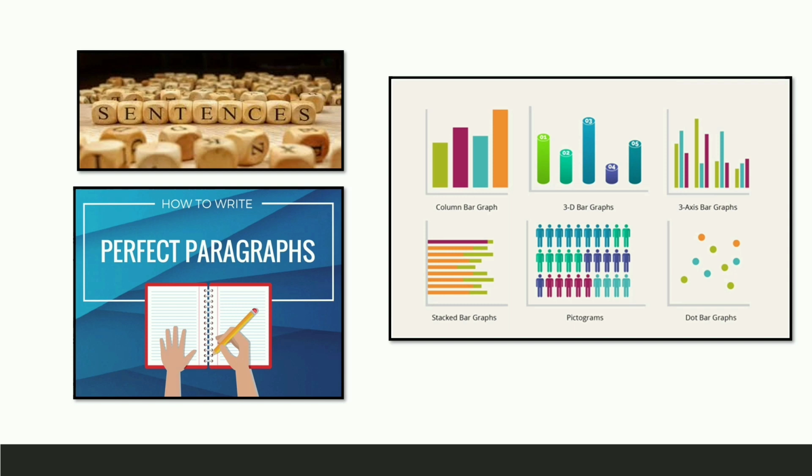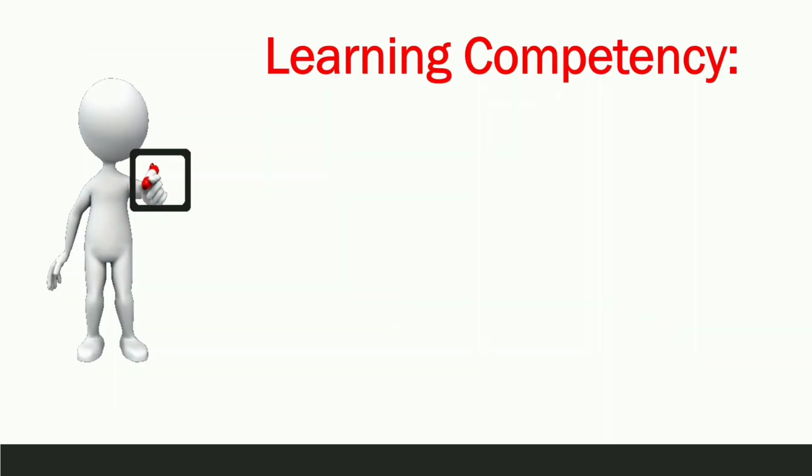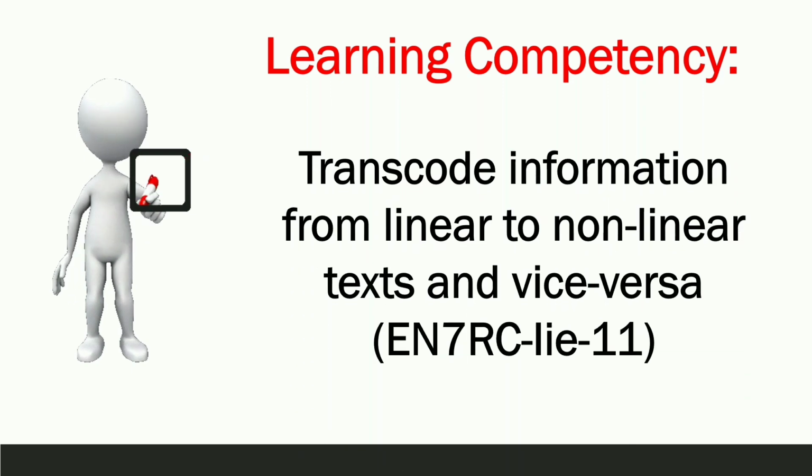Thus, it is very important to know how to transcode information from linear to non-linear text and vice versa. This video lesson is made for a grade 7 student like you. It aims to help you develop such skill in an easy way. Let us read our learning competency. Transcode information from linear to non-linear text and vice versa.